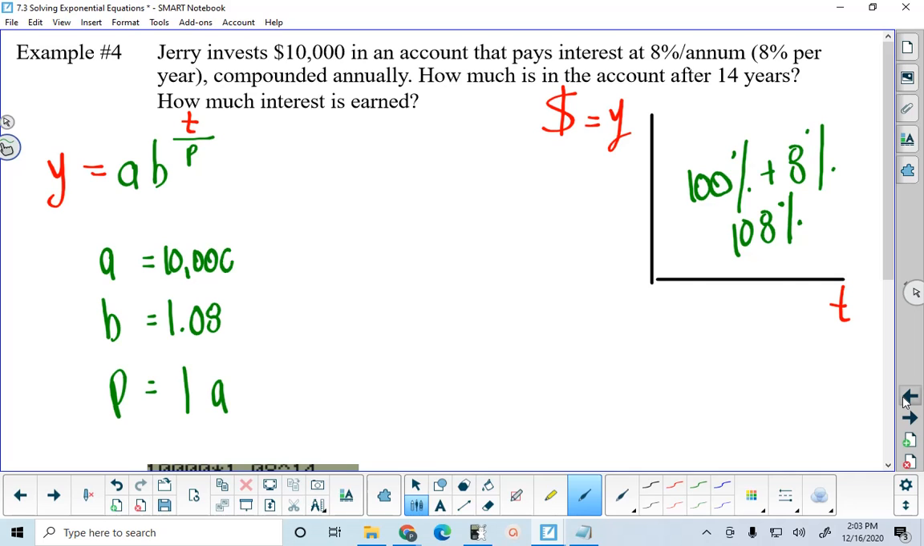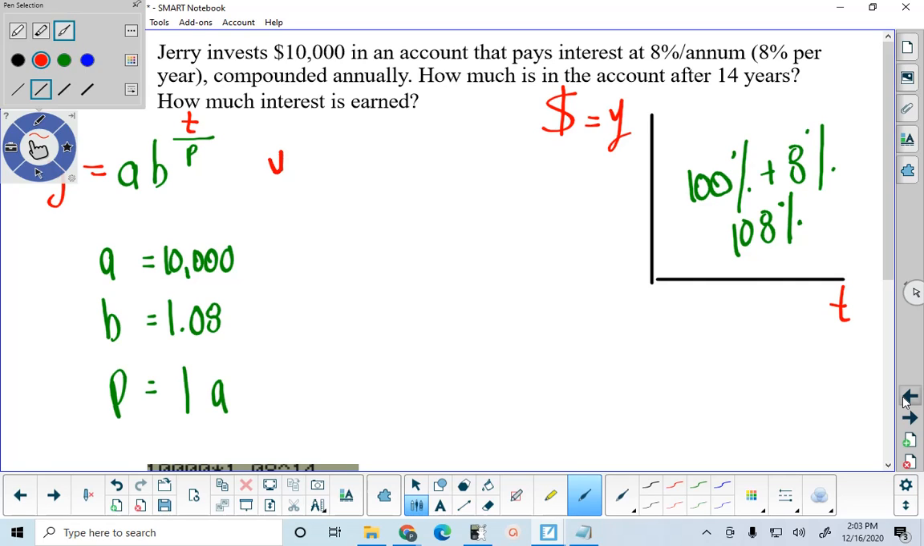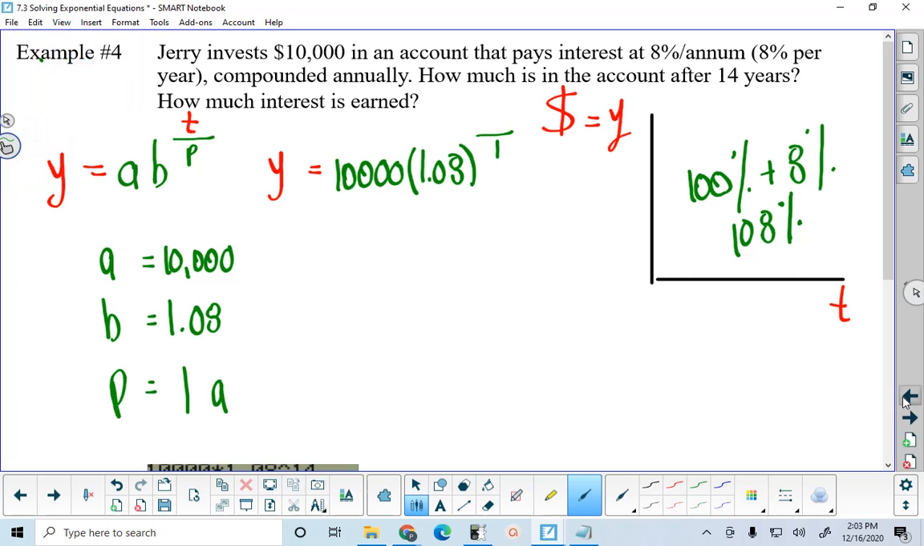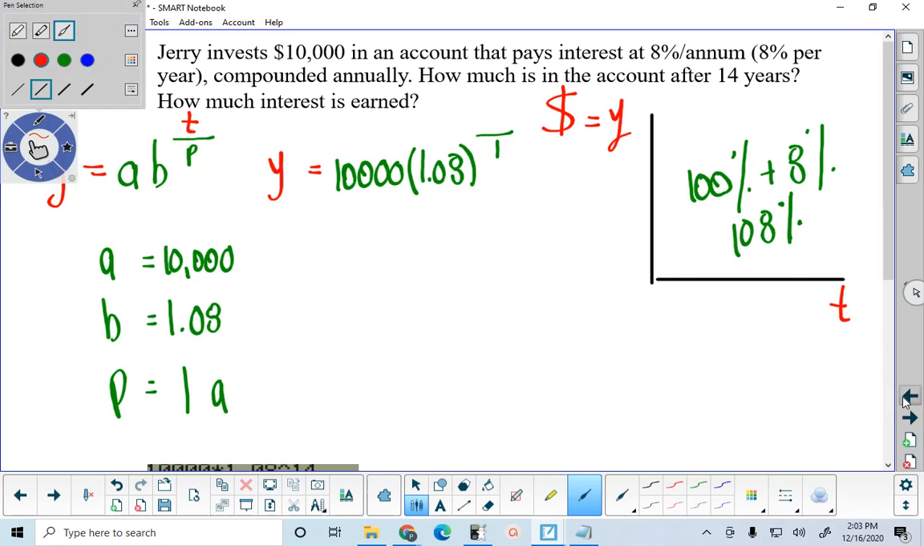So the equation we come up with is y is equal to 10,000 times 1.08 raised to the t over 1. I want to pause there. Any questions in getting that equation?